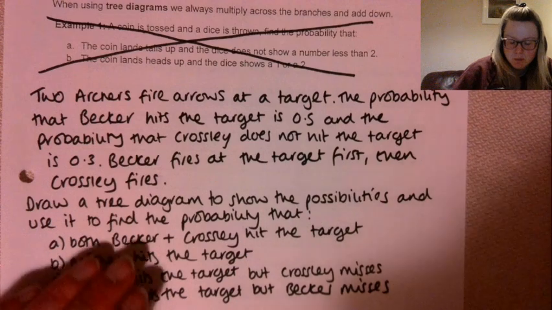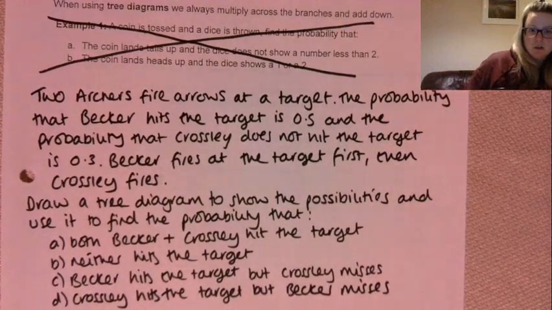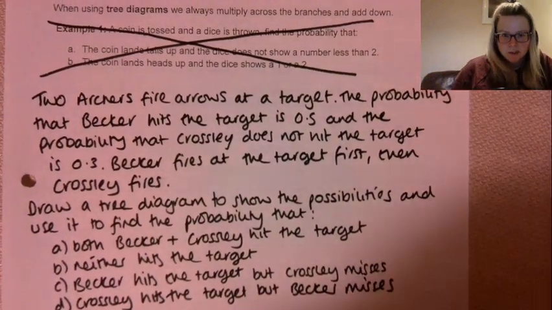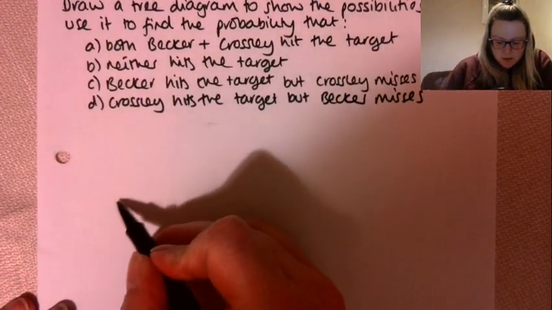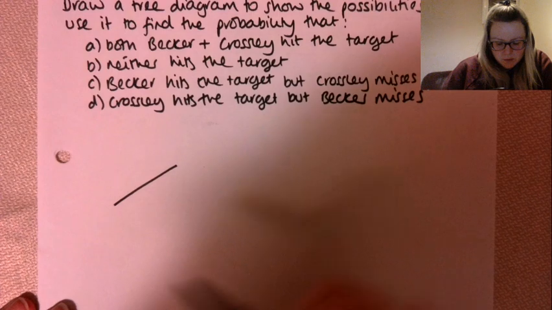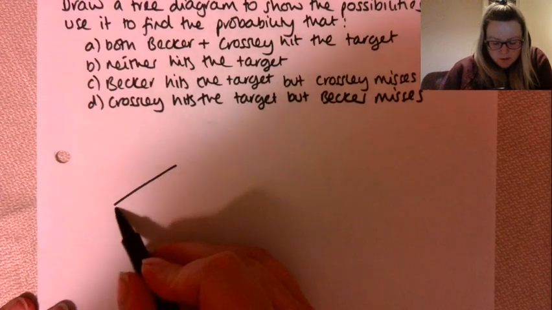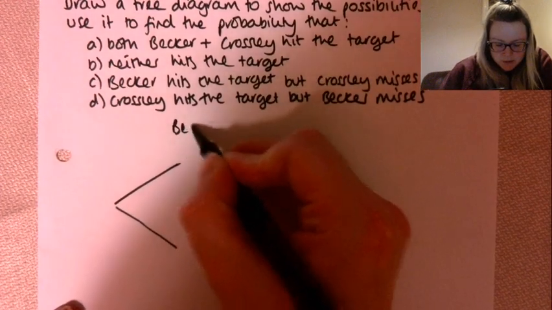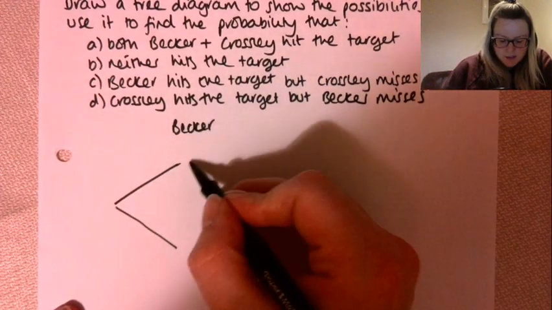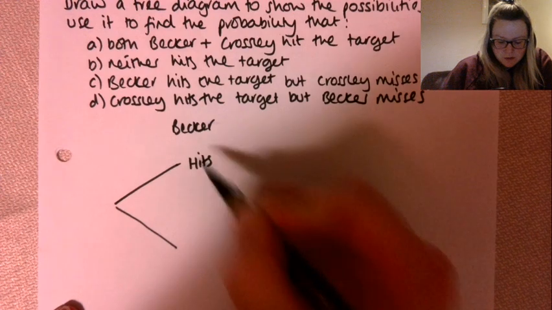So let's not worry about that first. Let's draw our tree diagram. So I'm trying to not be as shadowy. It's not going to happen. So it told us in the question that Becker went first. So either, let me see, I'm going to do Becker up here. So this is Becker. Either he hits or he misses.